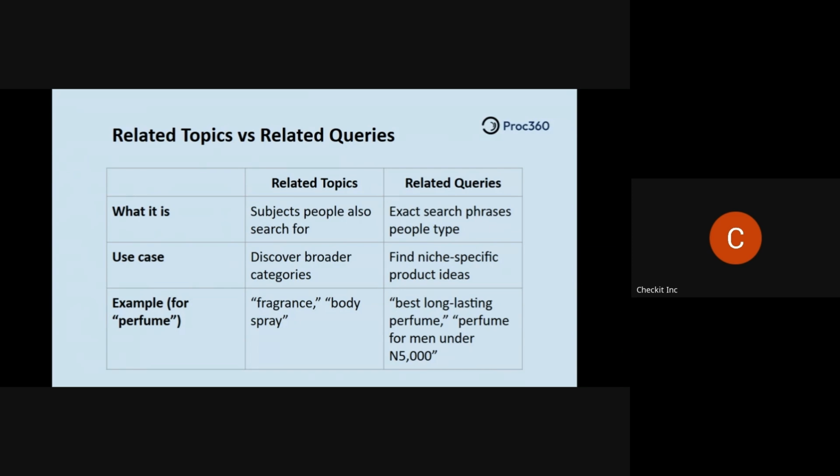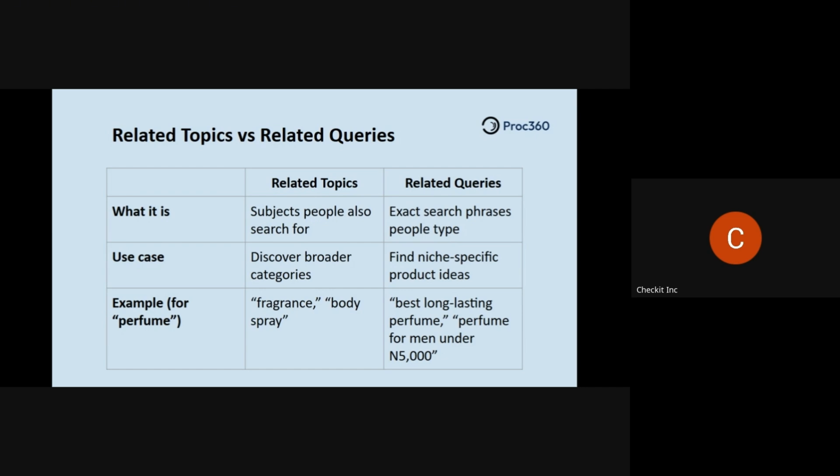Then the related queries is the exact search phrases people type. Those exact words that relate to it very well, like the exact thing. So the related topics are used to discover broader categories, things that are wider than what you're actually searching for. Then the related queries are for niche specific product ideas, that's particular to what you want, right? Not outside your niche, just what you want. If it's clothing, everything that has to do with clothing, that is what you see on related queries. But on related topics, you can see different things, right? Because it's a bit related to clothing, so it can also be there. You can see different things on the related topics.